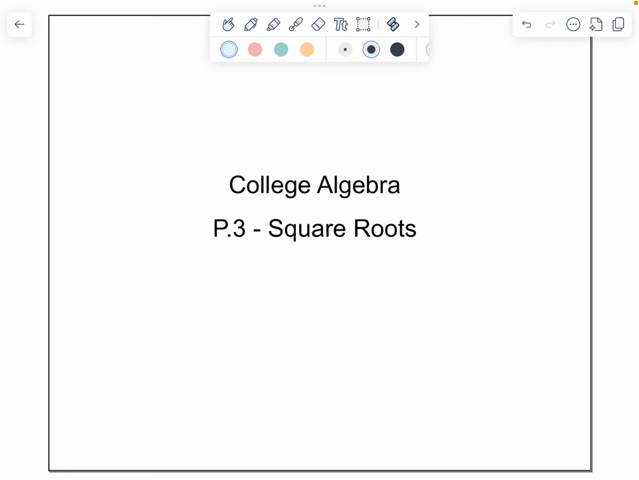Our next topic that we need to cover is a preliminary topic that's going to get us ready for doing things with complex numbers and with quadratic equations, and that topic is square roots. We're talking about anything that has a radical. When I talk about a radical, I'm talking about this symbol right here, the classic square root symbol.